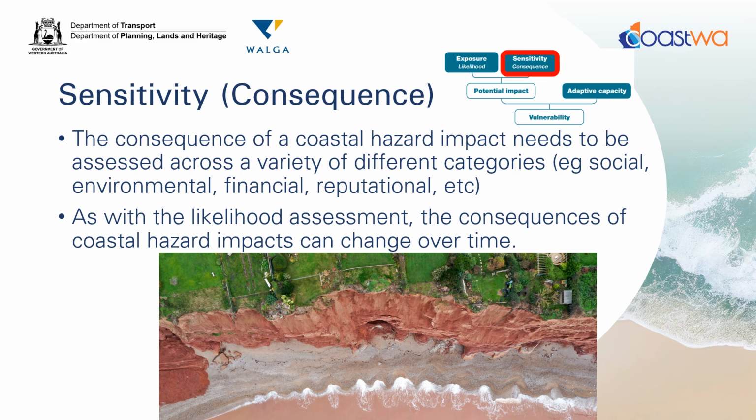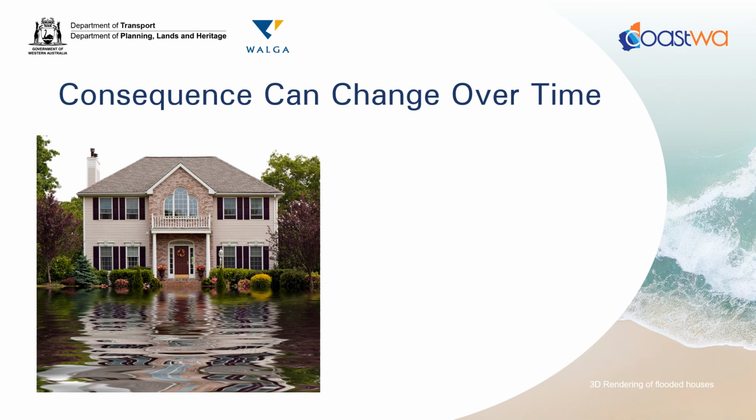As with the likelihood assessment, it's important to note that the consequence of coastal hazard impacts can change over time. To give you an example of how and why, if we look at this area where there's a house that's flooded, there's one level of consequence associated with that. You could hypothesize that there's flooding around the house, but it doesn't look like the house is particularly wet, so the consequence of that level of inundation is quite minor. It may be an inconvenience.